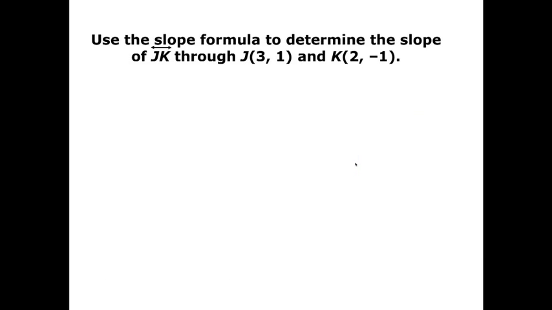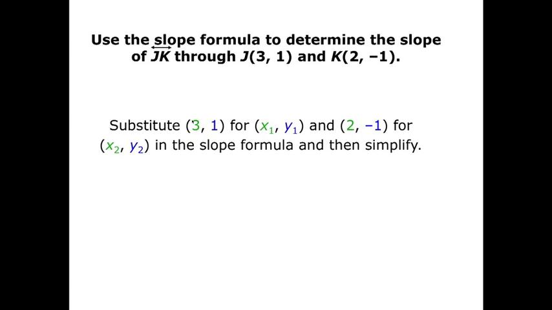So the slope for AD is an undefined slope because it is a vertical line. Okay, we want to find the slope of JK, with J being (3, 1) and K being (2, -1). Again, it doesn't matter which one I call my x1, y1 and which one I call my x2, y2. I just have to stick with one. So if I start with the y value at J, then I also start with the x value at J. If I start with the y value at K, I start with the x value at K. I just have to be consistent.